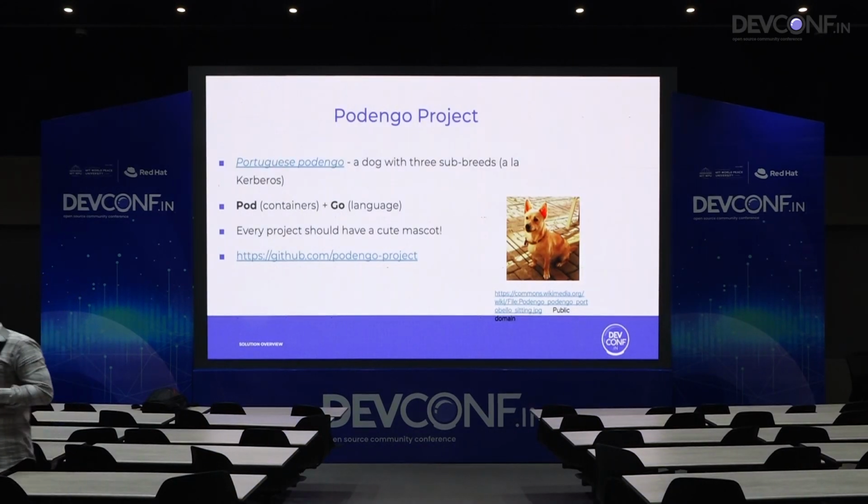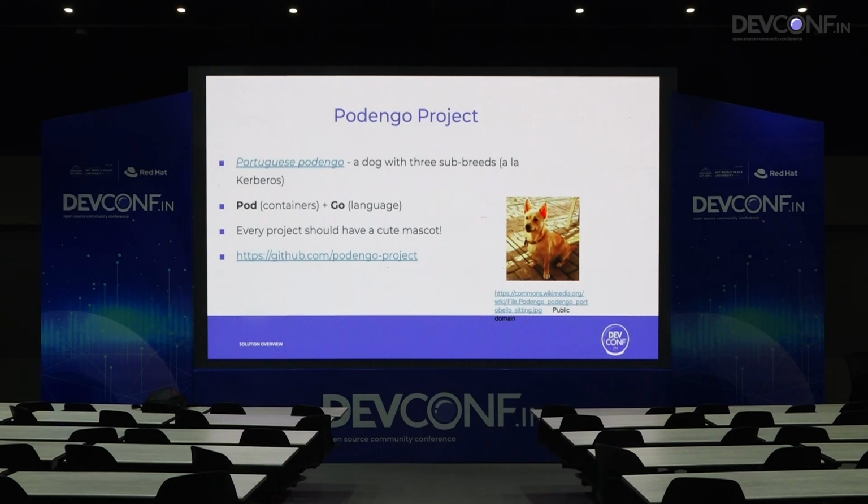The name Podengo is from a Portuguese dog breed. It's a pun on Kerberos. We wanted to use something similar, so that's why we chose this name. It also, in short, stands for Pod plus Go. Go is the language in which this whole project has been written. And we get a cute mascot. That's the best advantage of it. And there is a link to our GitHub project.